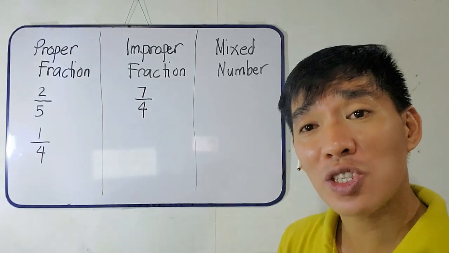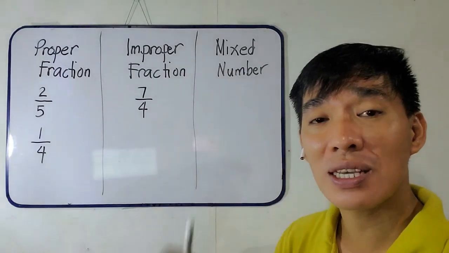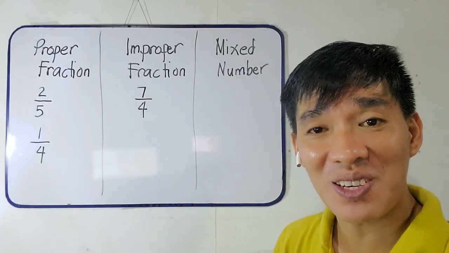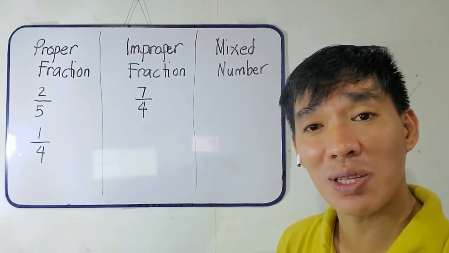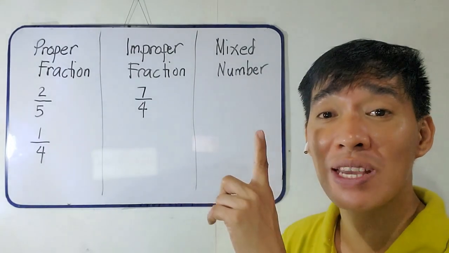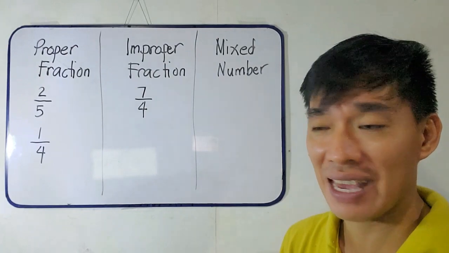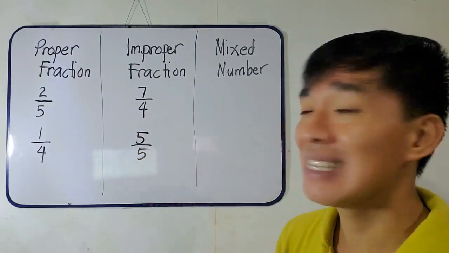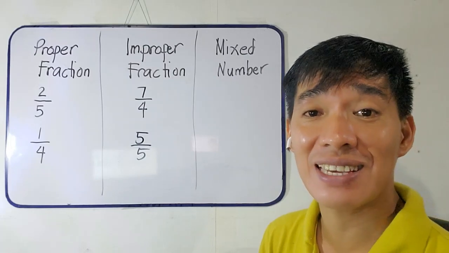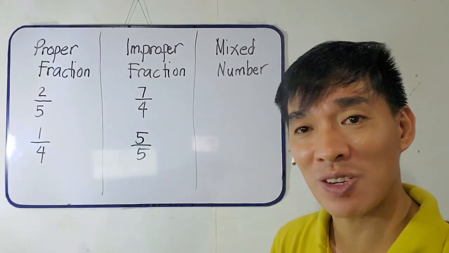There are also improper fractions equal to 1. An example of an improper fraction is also a fraction which is equal to 1. How will we know that a fraction is equal to 1? Of course, if the numerator and the denominator are the same. For example, if we have 5/5, that is equal to 1, and that is a kind of improper fraction also.